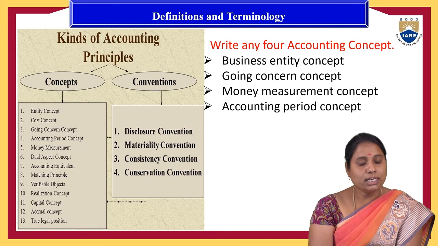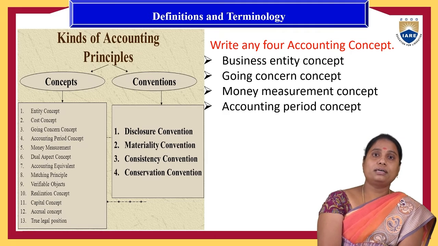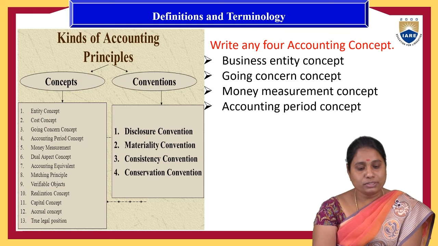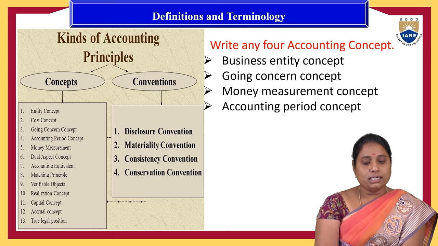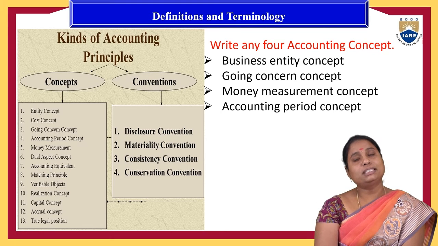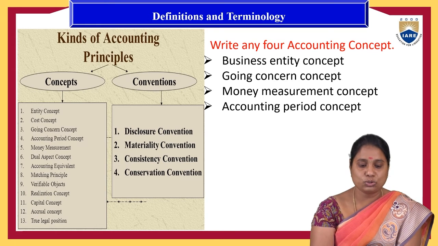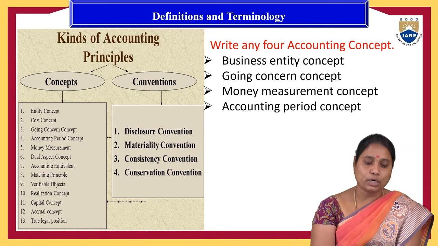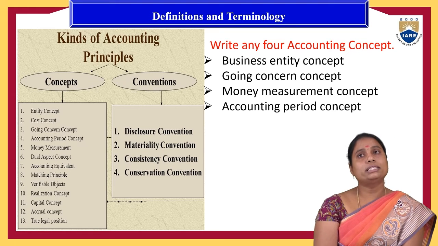So if the goods are coming to the organization, cash is going out, both have to be identified. And accounting equivalent, so they have to maintain proper books of records with the principles, matching principles, and verifiability of the objectives. And realization concept: once it has been done, only then they have to take it into consideration. Imaginary should not be taken into consideration. Capital concept: capital has to be included. Accrual concept: if anything is yet to come, they have to take it under accrued income. True legal positions: rules and regulations they have to follow. All these are the concepts.